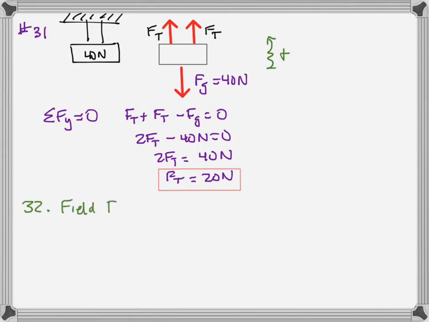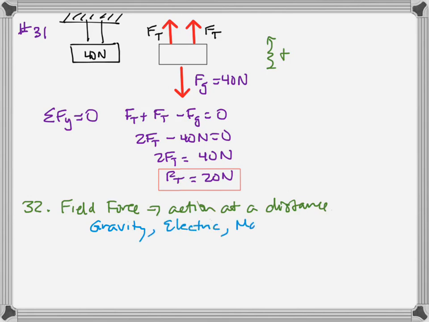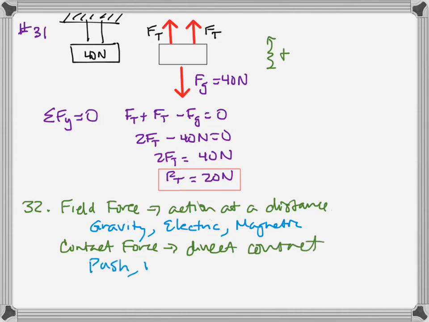And finally, number 32, how does a field force differ from a contact force? Give two examples. A field force is an action at a distance force. Two things could be far away from each other and you still feel and have an effect on each other. So gravitational forces, electricity forces, magnetic forces are all examples of field forces. Contact forces are things like pushes and pulls. Friction is a contact force, and the normal force, that perpendicular force, is also a contact force.